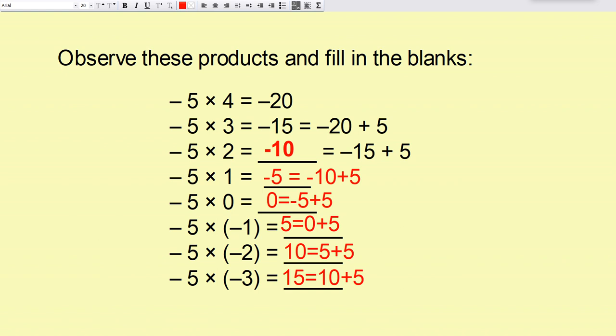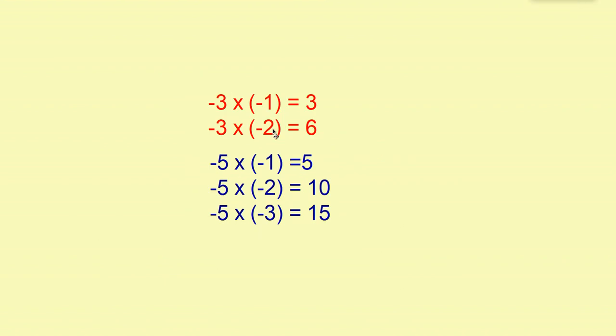Now look at the product of the negative numbers. From the above examples, negative 3 into negative 1 you got 3, negative 3 into negative 2 you got 6, negative 5 into negative 1 you got 5, negative 5 into negative 2 you got 10, negative 5 into negative 3 you got 15.